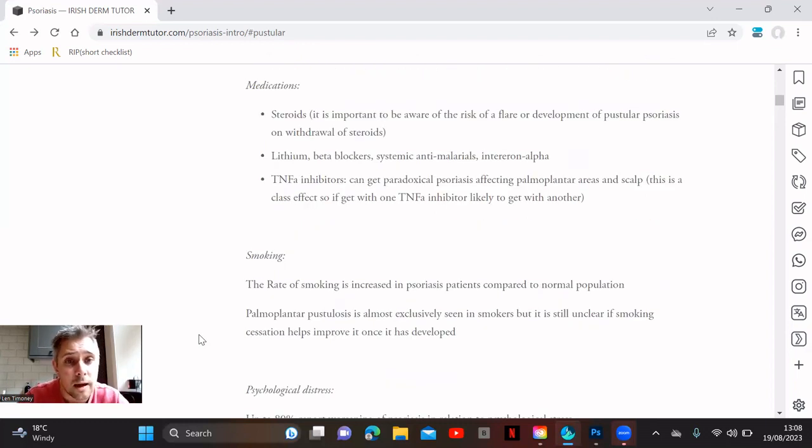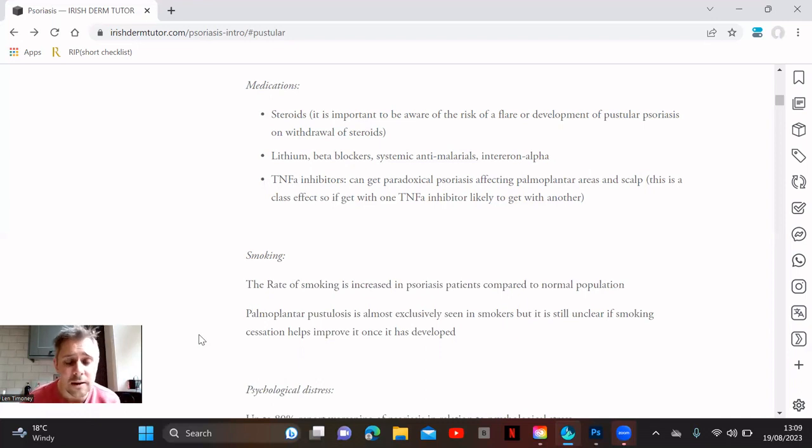Medications can play a role. I suppose one very important one to be aware of is that steroids can often flare psoriasis. So oftentimes, if a patient with psoriasis is treated with steroids for whatever reason, it may be for the psoriasis or for something else, when they stop the oral steroids, they may notice that they develop a bad flare of psoriasis, or sometimes they can even develop a flare of pustular psoriasis. And other medications that can be implicated include lithium, beta blockers, antimalarials, and interferon alpha.